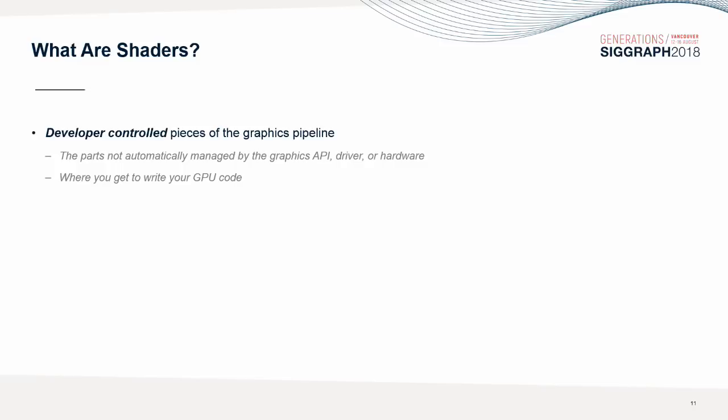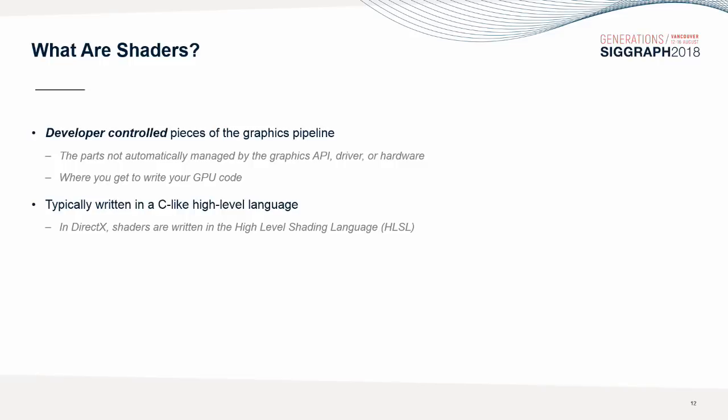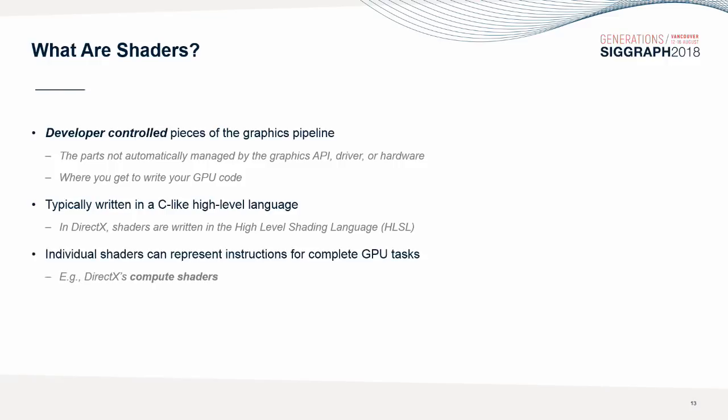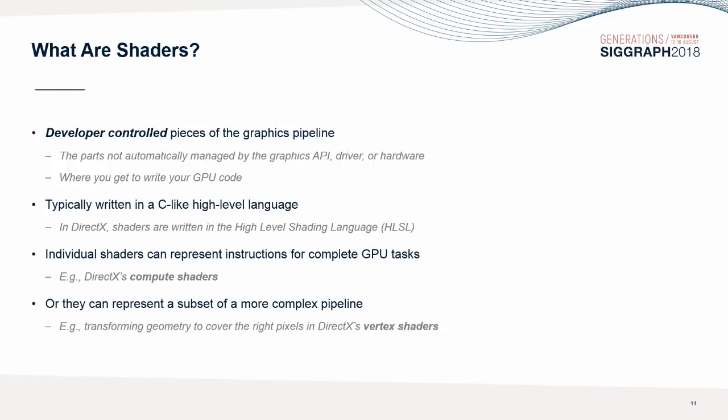So for those of you who haven't been programming shaders all your life, what are they? They're developer-controlled pieces of software that control the graphics pipeline. These are the parts that aren't automatically managed by the graphics API, the driver, the hardware, and other things. This is where you get to write your GPU code. They're usually written in a C-like high-level language. In DirectX, this language is called the High-Level Shading Language, HLSL. And these shaders can either be used to represent complete GPU tasks, for instance with a compute shader, or they can be used to represent some subset of a more complex pipeline, for instance the vertex shaders in today's graphics pipe.